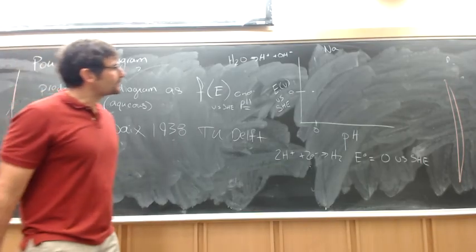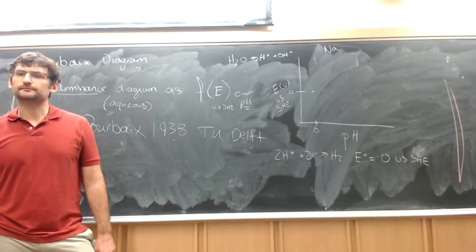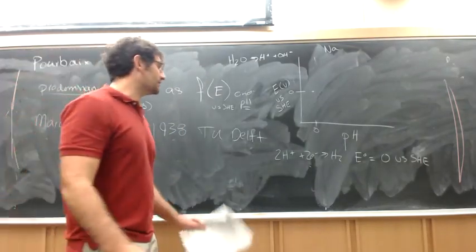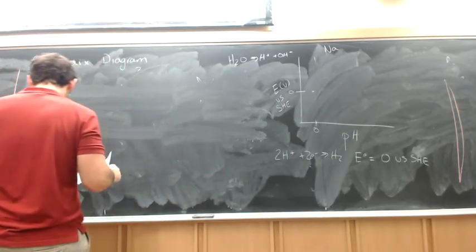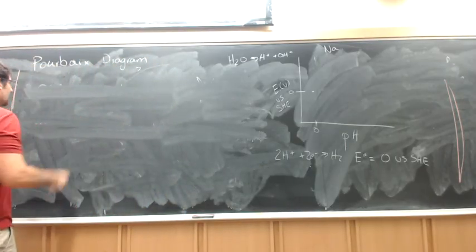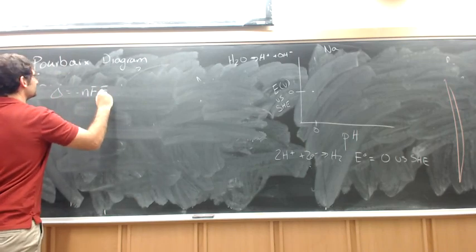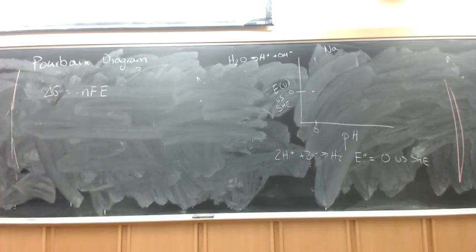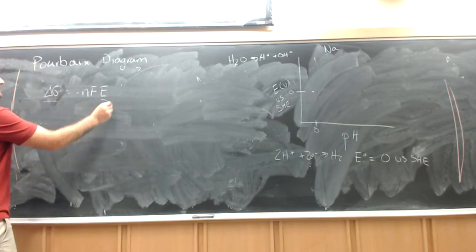Okay, that's easy. How does this potential change with pH? The Nernst equation, exactly. It's the Nernst equation. Okay, so let's get the pH dependence of that reaction. So how do we do that? Delta G equals negative nFE. Delta G equals negative nFE, that's easy. We know that, it's just the definition of free energy and potential, right?